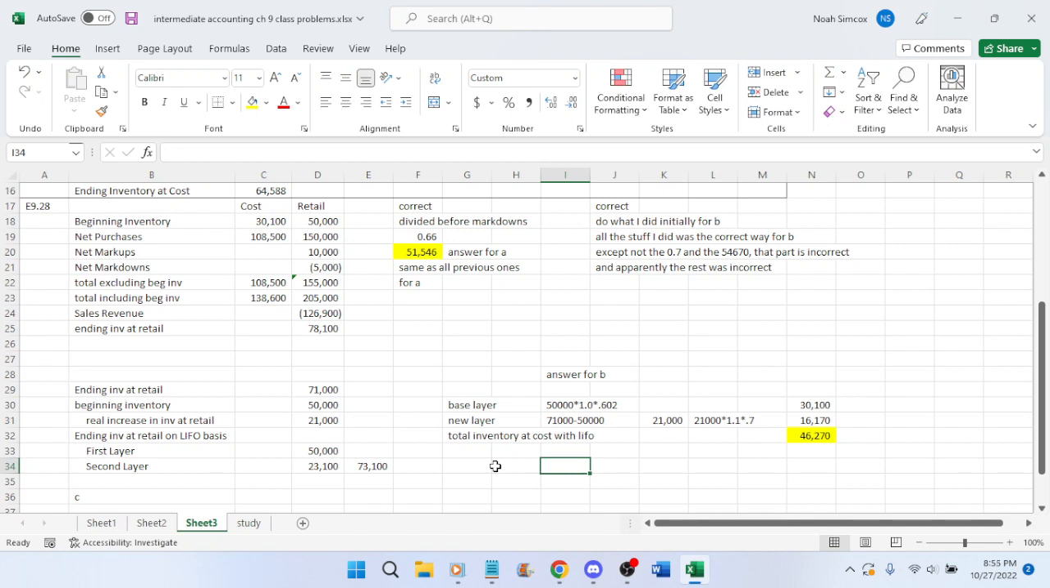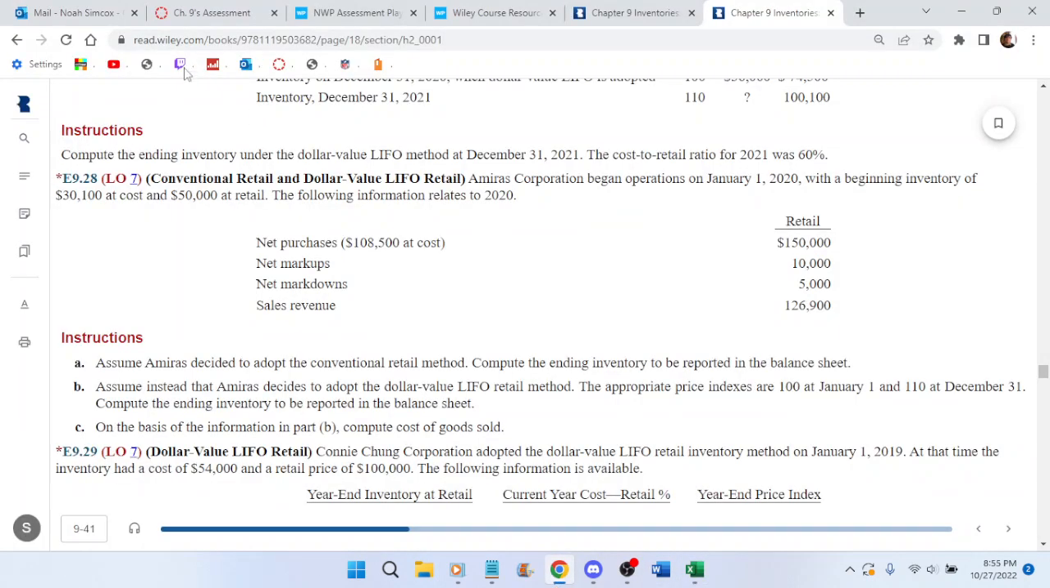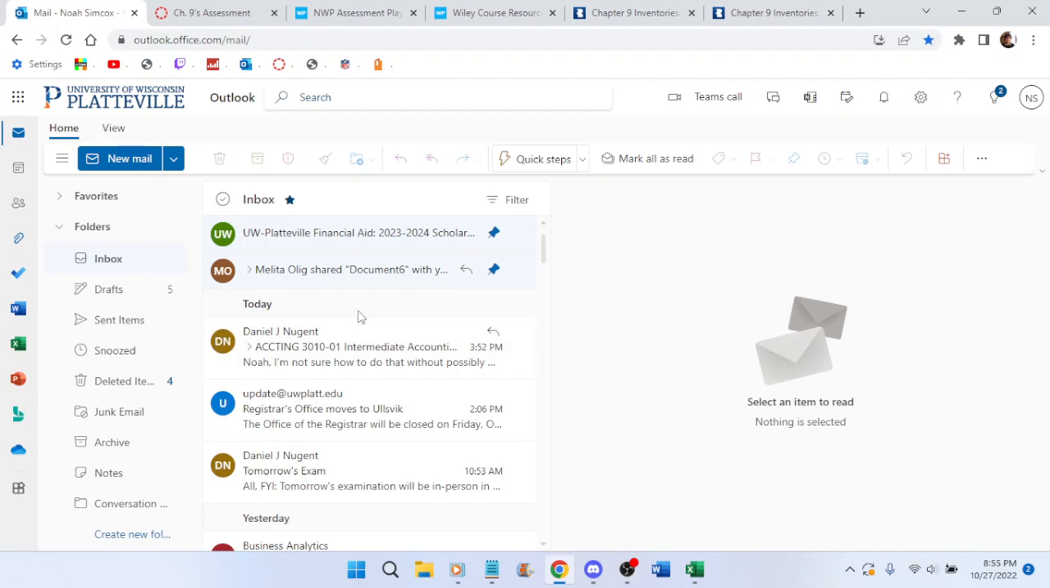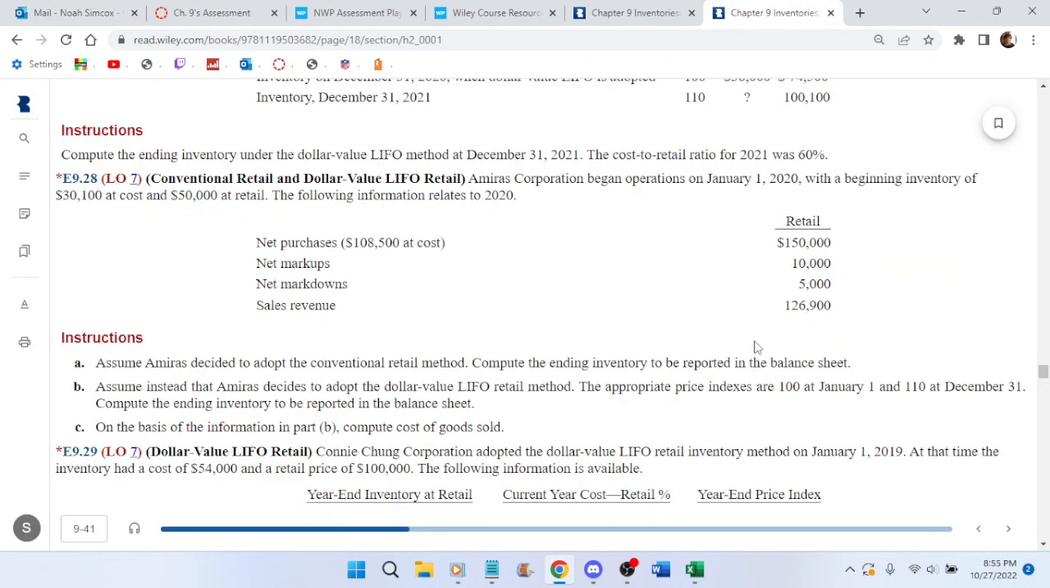I'm literally stuck on the last question of the entire day. But not really, because I still have to. I'm gonna go back to the other dollar value LIFO question. I'm also gonna go back to the question that I talked to the professor about once he posts the thingy, which I don't know if he's ever gonna post it. It's already 8:55. He still hasn't posted it.